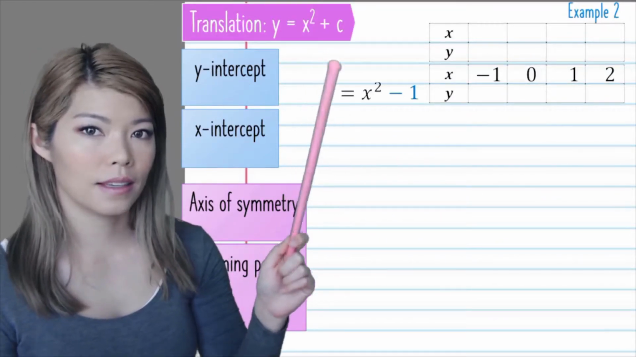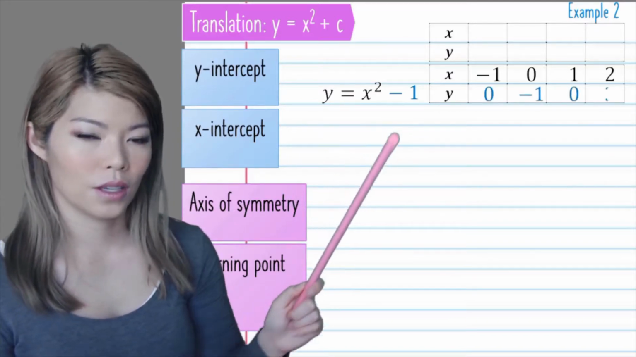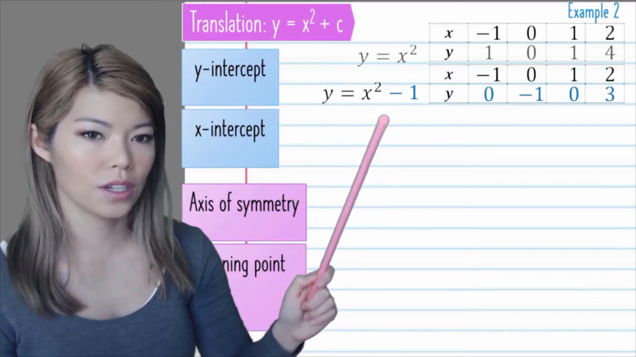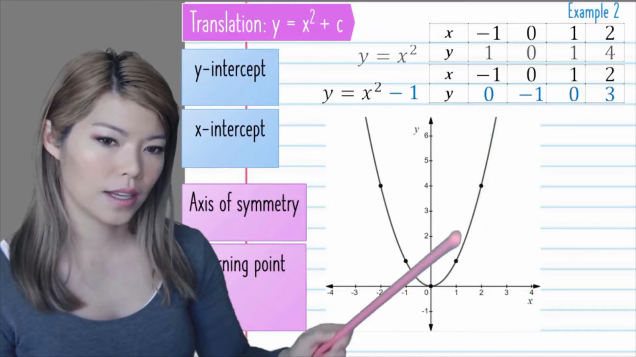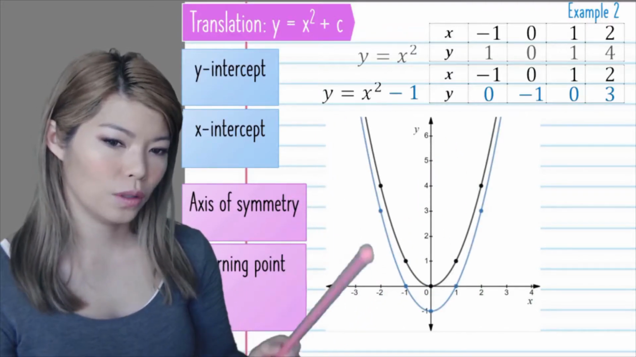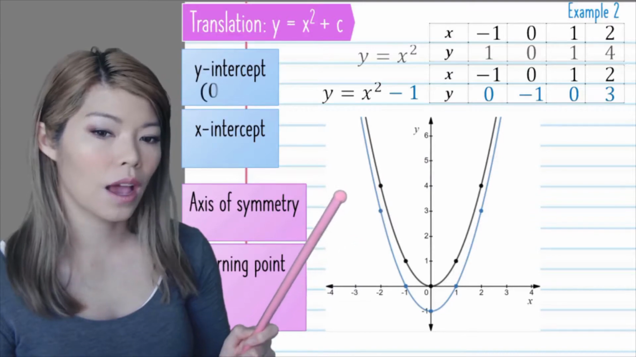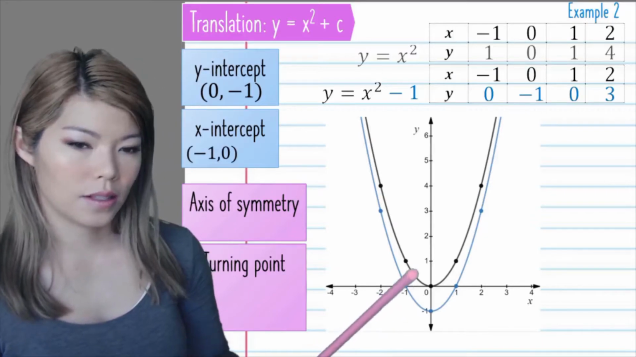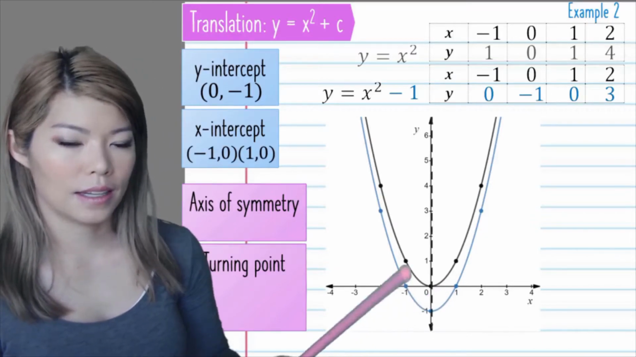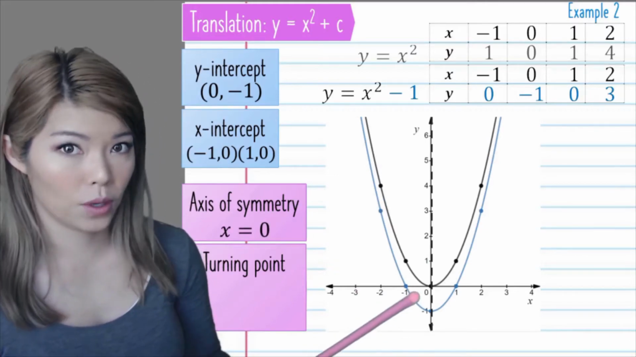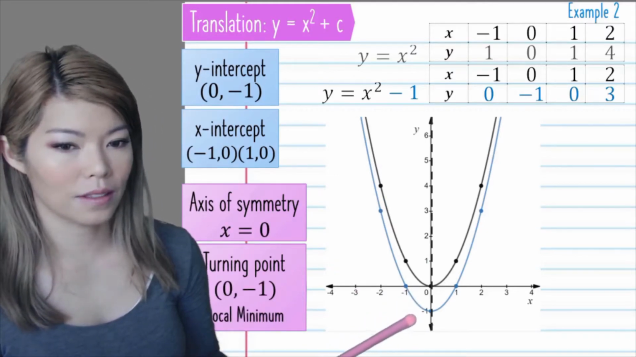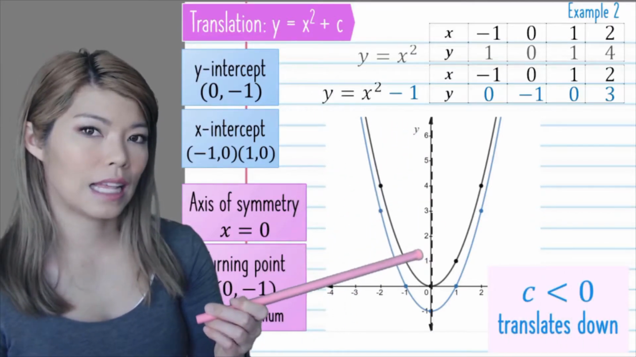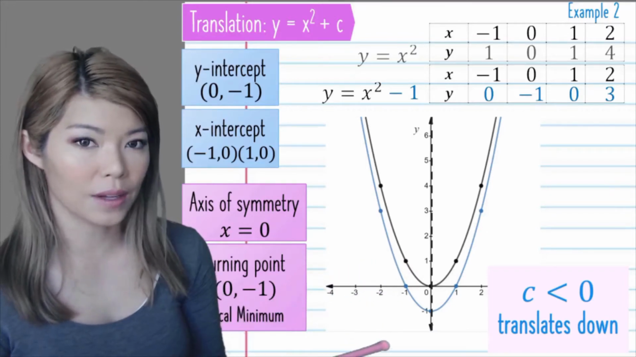What happens if c is a negative value? Let's have a look. We can work out all our y values by substituting x into the equation. And we can plot x squared, and then x squared minus 1 will look like that blue line over there. So it has moved down 1. So the y-intercept is now 0, -1. There's two x-intercepts, -1 and 1. The axis of symmetry has not changed. The turning point has changed to 0, -1. So we can see that when c is less than 0, or a negative number, it translates down. In other words, it moves down.